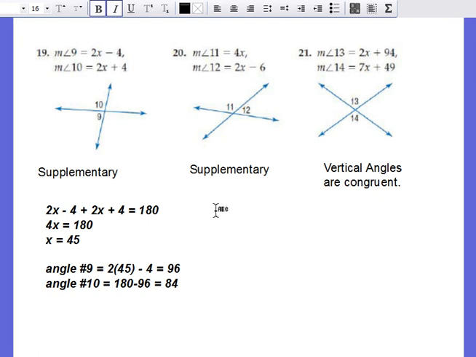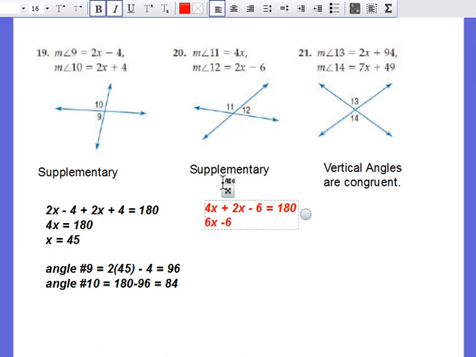You set it up the same way. You know they're supplementary because they make a straight angle, so you just do the same thing. I'll change the color. I'll do red. So then it'll be basically angle 11, which is 4x, plus 2x minus 6, which that expression represents angle 12. And you make it equal to 180 degrees, then you just combine like terms.